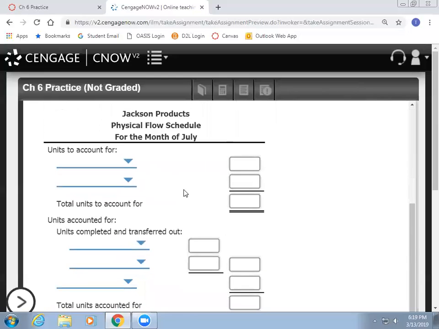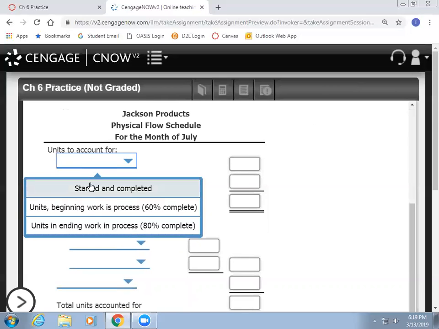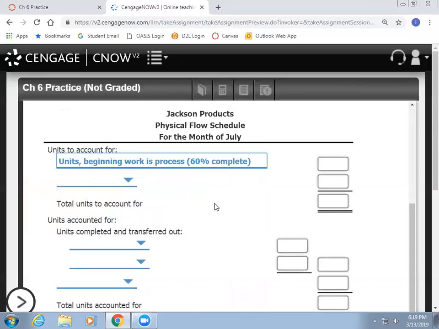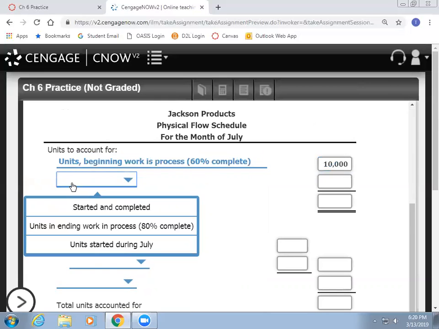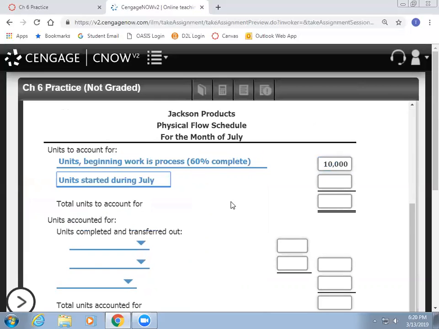To be honest, it's actually easier to calculate the actual units started and completed first, because we need that to calculate what was just started. So we're going to fill in the blanks, and then I'll show you what I mean. We're still starting with the units in beginning work in process, and that is 10,000. They gave us that. Then we're going to add in units started in July, but we don't know that number yet.